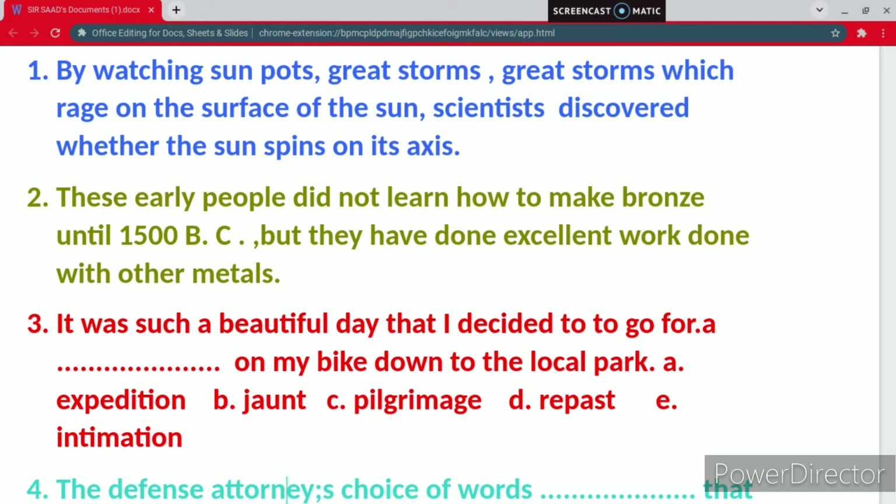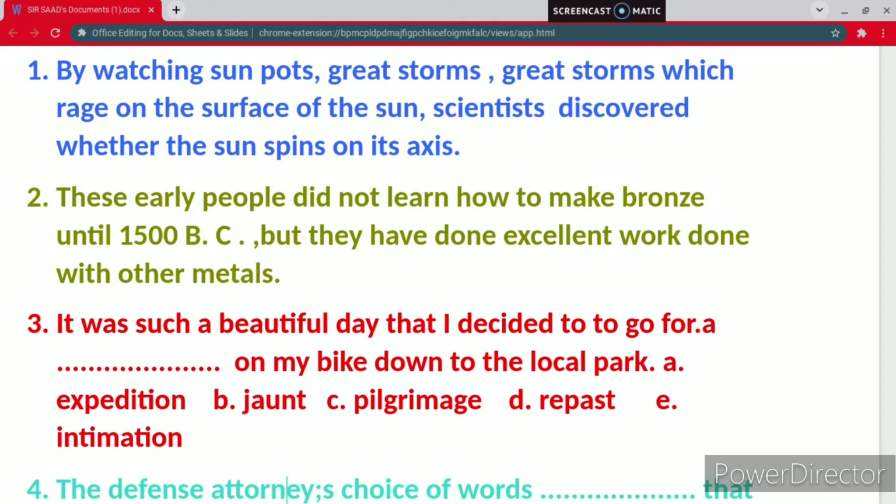Look here again: these early people didn't learn. So in the principal clause we have past tense. So we should use the past tense verb did instead of the present perfect have done because the action was completed long ago. If the people were still doing excellent work, the present perfect tense would be correct. But in this situation, suppose an action took place in the past and completed in the past, we should not use present perfect, we should use past simple. So the correct is, but they did excellent work with other methods. So have done should be removed and did must be used.